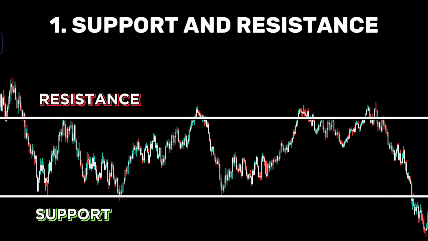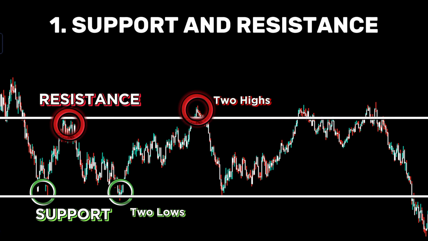In order to spot a support area, you identify two lows where price has respected and you draw a horizontal line on it. And to spot a resistance area, you look for two highs on the chart where price has fallen from and made good impacts on the chart, and then draw a horizontal line on them. The goal is that anytime price returns to one of these lines, you look for an opportunity to enter the market.